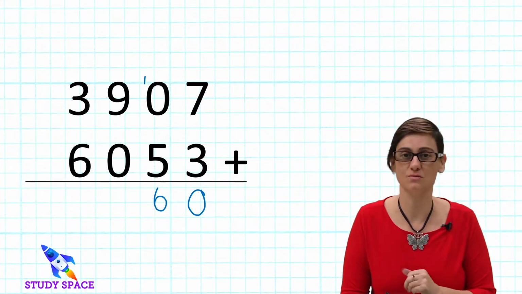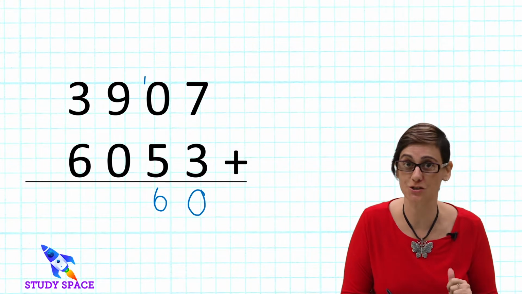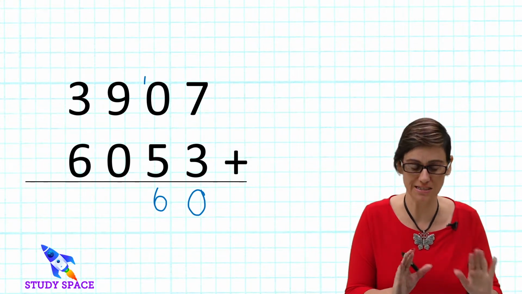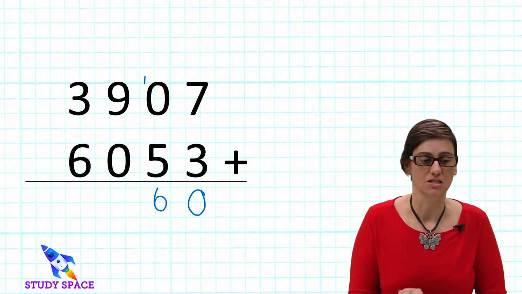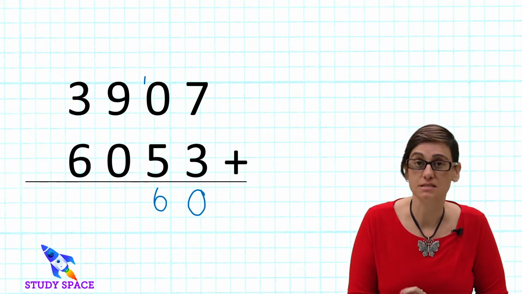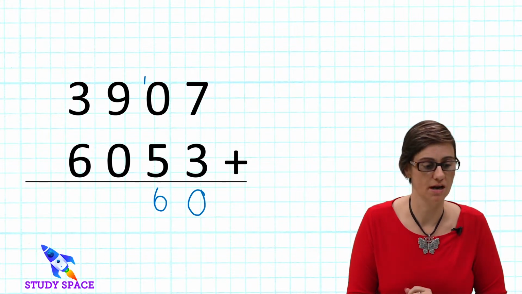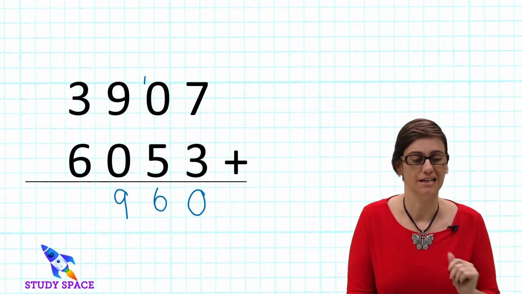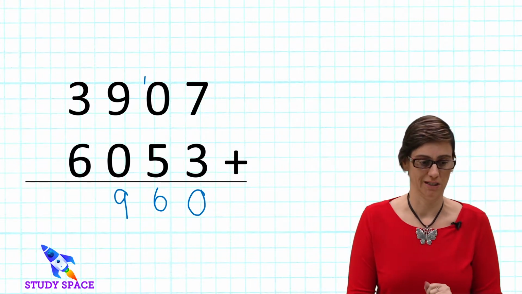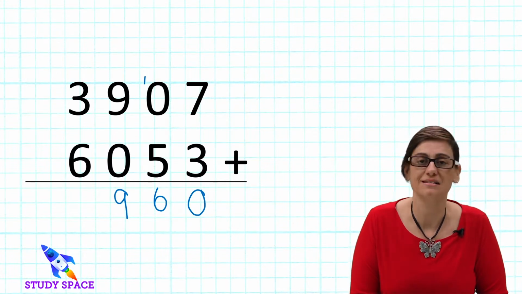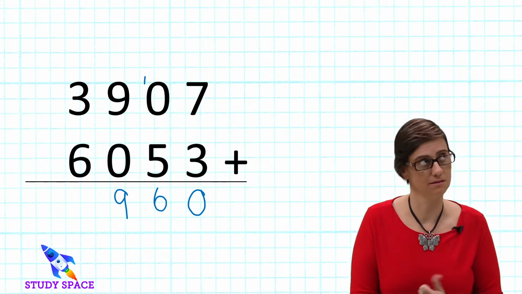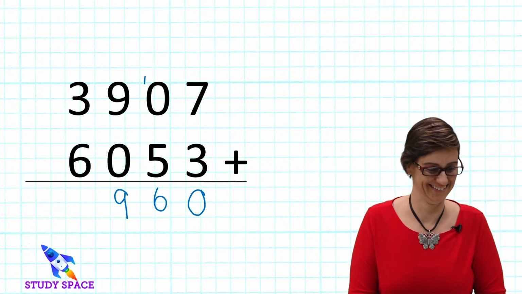Okay, so we've dealt with our ones, we've dealt with our tens. Let's go to our hundreds column. So just dealing with the hundreds column. So we've got 9 plus 0. So we just put the 9 there. So we've dealt with that one now. Now let's go to our thousands column. So in this column we've got 3 plus 6, which is 9.